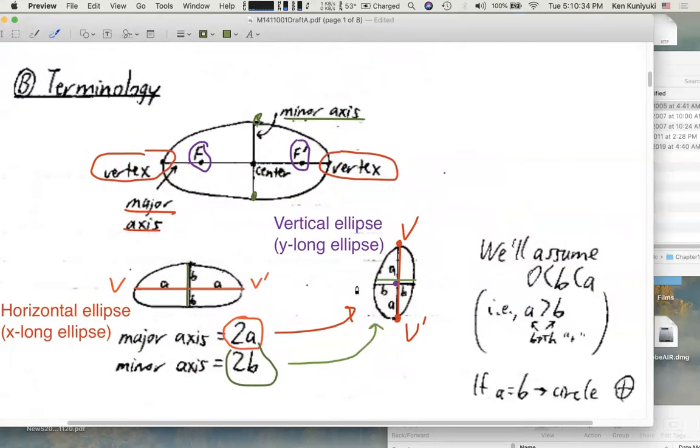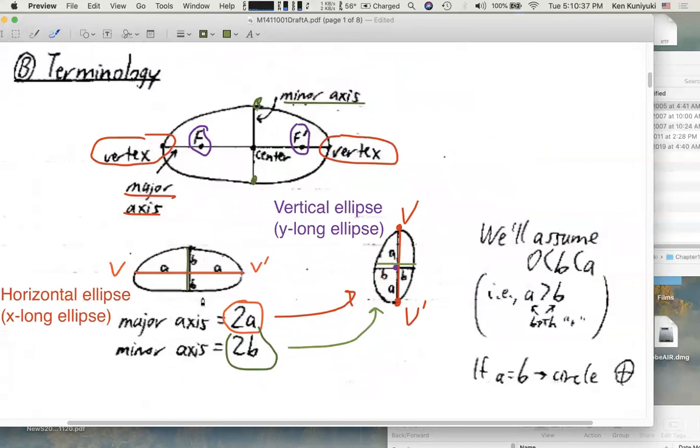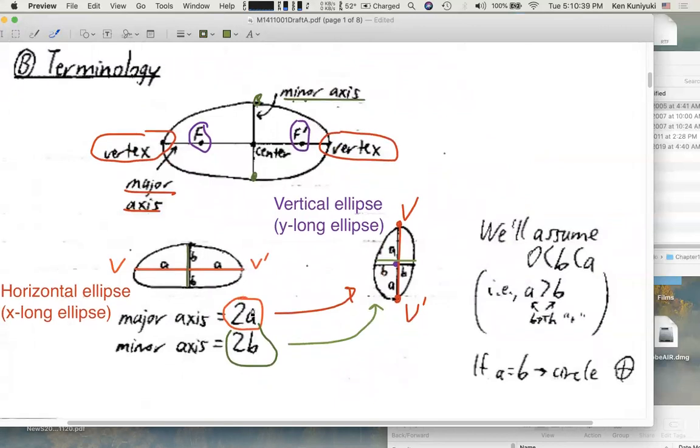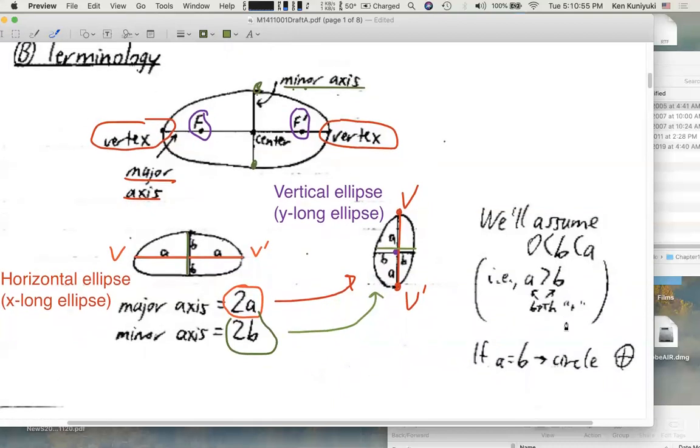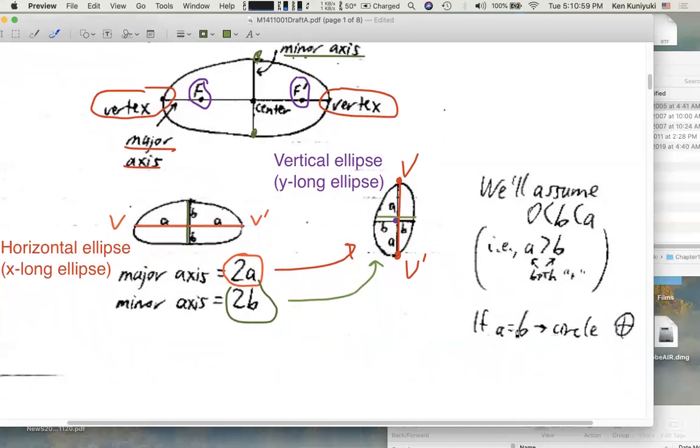Now, the major axis is longer than the minor axis. They cannot be equal because otherwise we'd have a what? We'd have a circle, right? The major axis has to be longer. So that means that A has to be bigger than B. That is, B is less than A. And they both have to be positive. So we'll assume that 0 is less than B, which in turn is less than A. In other words, A is greater than B, and both are positive. If A were to equal B, again, we'd have a circle. But a circle is not technically an ellipse.